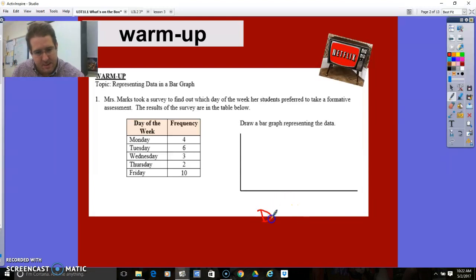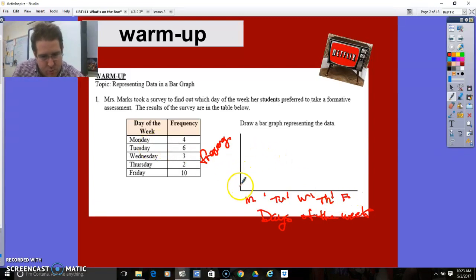So this is going to be days of the week. And then on the left-hand side, I'm going to put the frequency, how many times that it occurred. And I'm going to label my days of the week with Monday, Tuesday, Wednesday, Thursday, Friday. So I'm going to split this up. This will be Monday, M for Monday, TU for Tuesday, W for Wednesday, TH for Thursday, and F for Friday.